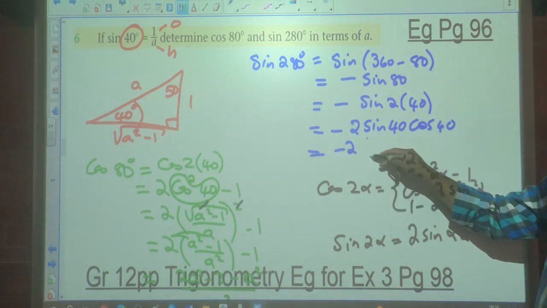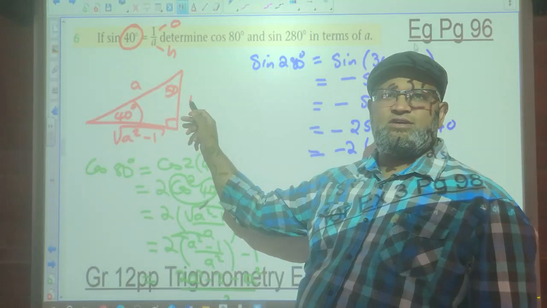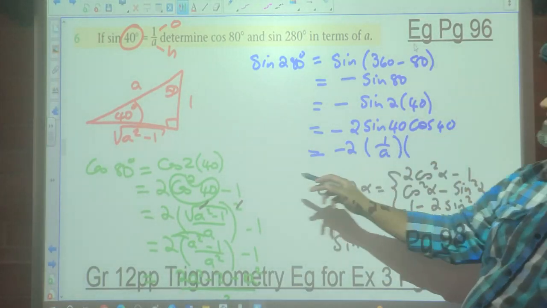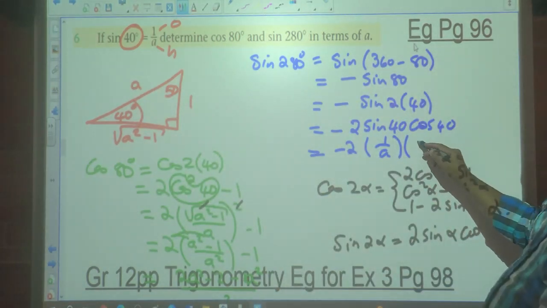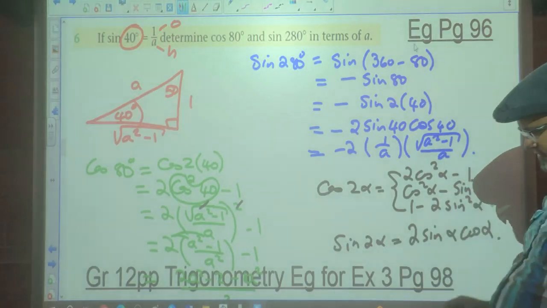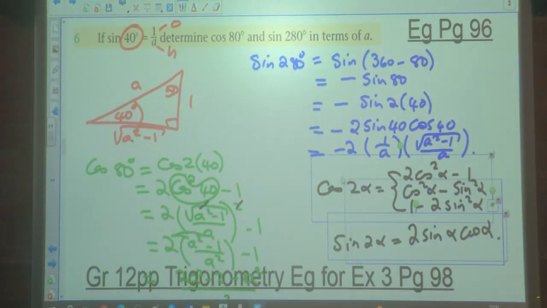So it's negative 2 into. What is sine of 40? Sine is opposite over hypotenuse. So it's 1 over a. Cos is adjacent over hypotenuse. So it's the square root of a squared minus 1 over a. And of course we need to just tidy up that a bit.